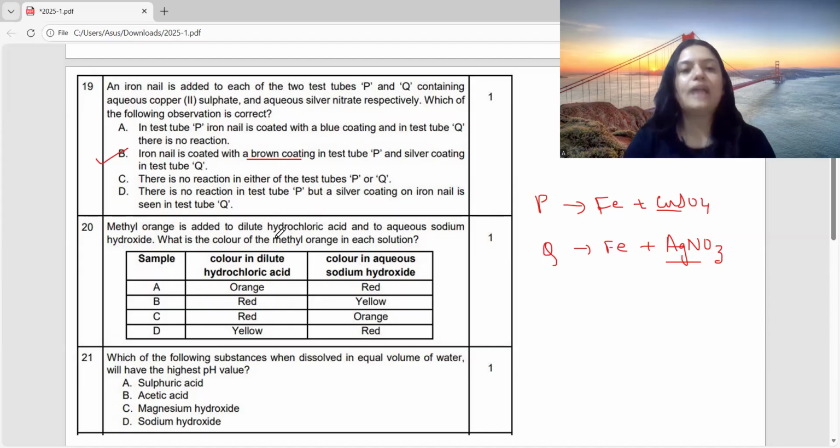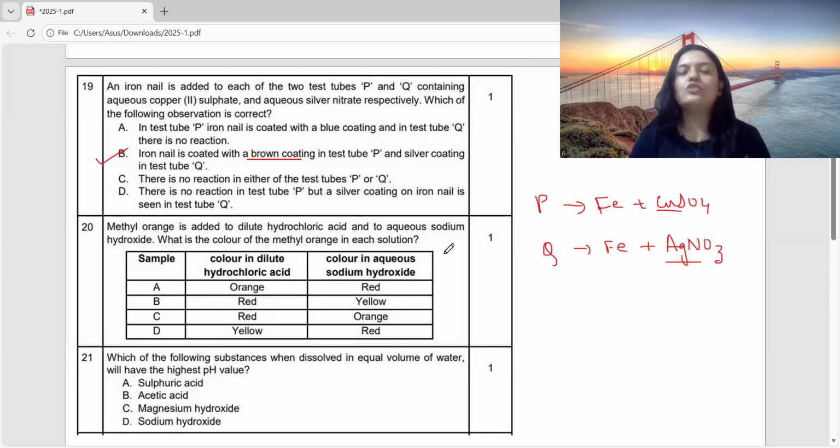Methyl orange is added to dilute hydrochloric acid and to aqueous sodium hydroxide. What is the color change? This is a very direct question. Methyl orange is an indicator. Now, indicators are added which change color in the respective solution to indicate whether it is an acid or a base.